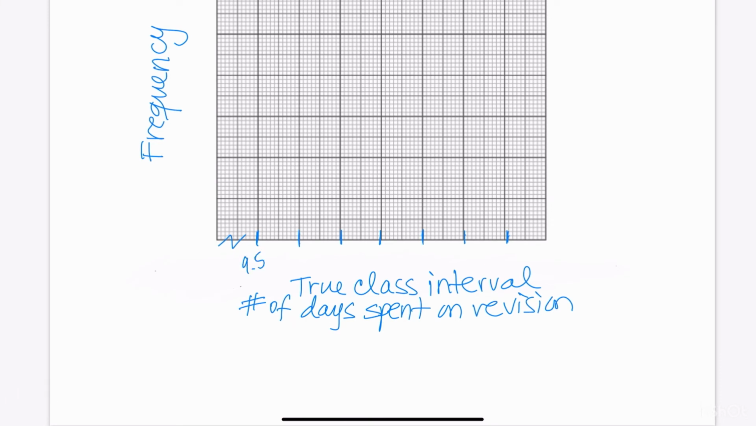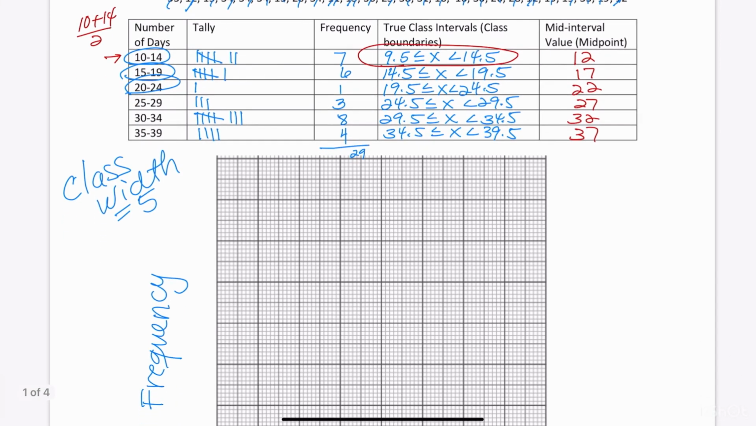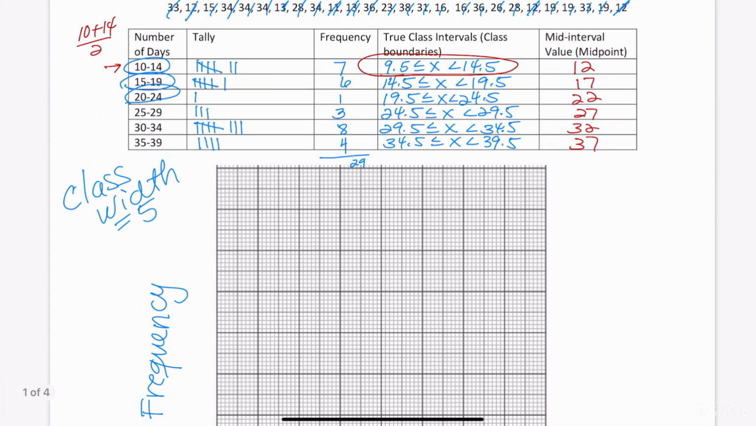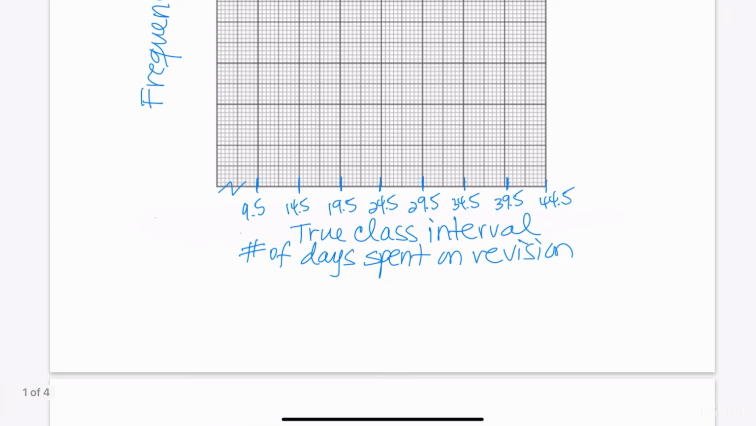So 9.5, 14.5, 19.5, 24.5, 29.5, 34.5, 39.5, and the last one is 44.5. Okay, so I don't even have to go as far as 44.5. I basically have everything that I need.